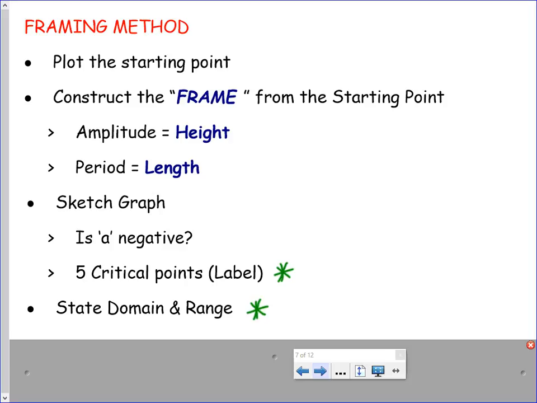You'll sketch your graph, okay? And you'll be thinking about, is it positive or negative for A? And the other thing is, label the 5 critical points. So now you'll give them X, Y ordered pairs. Those are things that when you do your quiz and you turn in your problem set, I'm going to be checking for. So I'm going to want to see on your quiz 5 points labeled for each graph, and same on the problem set.